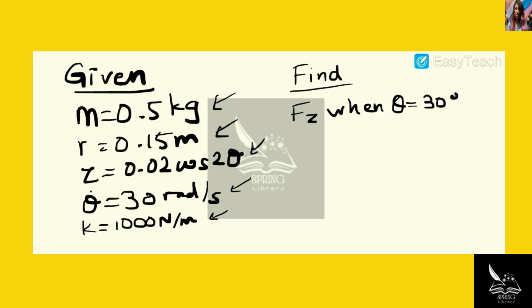What we're asked to solve for is the force in the z direction at the end of the follower when theta is equal to 30 degrees. And how we're going to be doing that is using our knowledge of acceleration in the linear and rotational directions. We're going to use that with Newton's second law to develop our equation of motion to solve for this force.